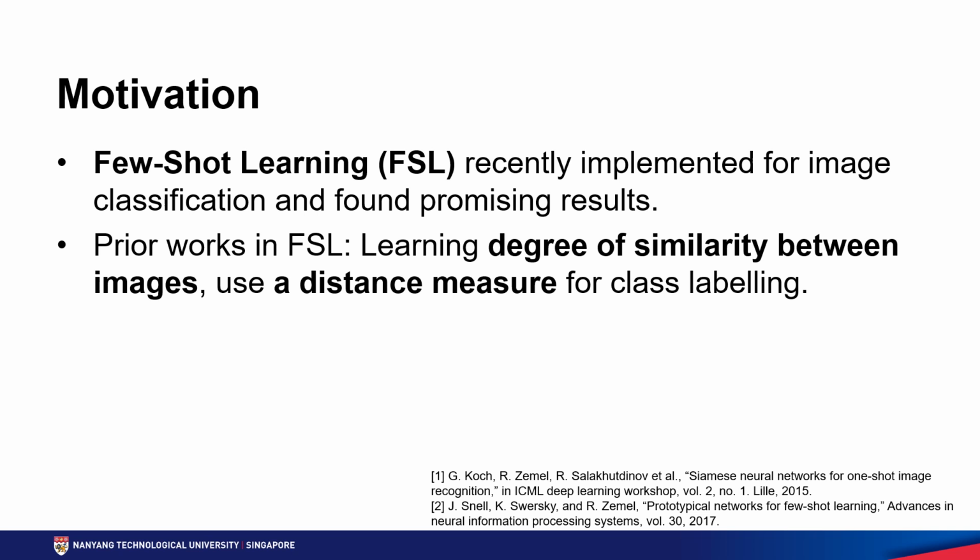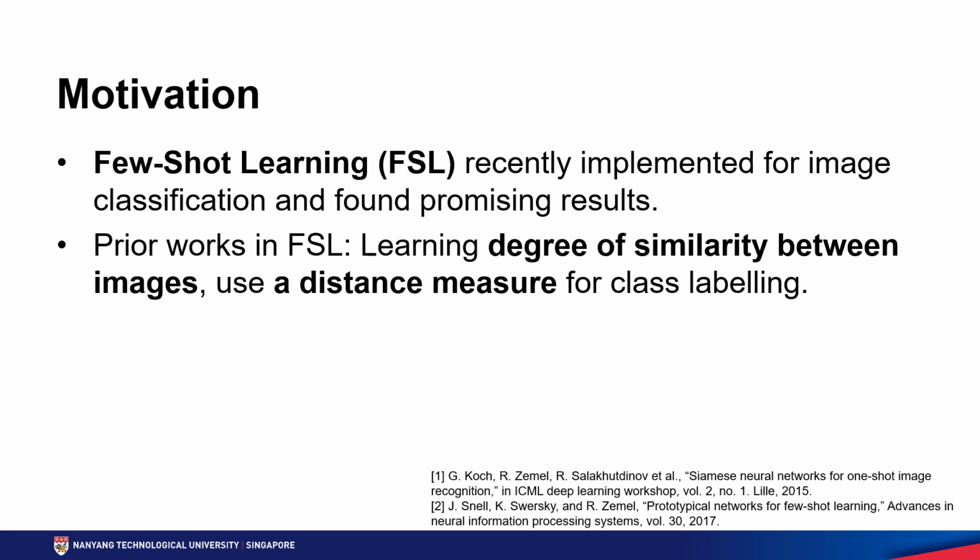Numerous past and recent literatures have demonstrated promising results relative to the traditional CNN-based method. Therefore, few-shot learning research interests have risen exponentially in current times. Prior works in few-shot commonly utilize learning of degrees of similarity between images using a distance measure for class labeling, whereby similar images are assigned to the same class label, while vastly dissimilar objects are placed in different class labels.